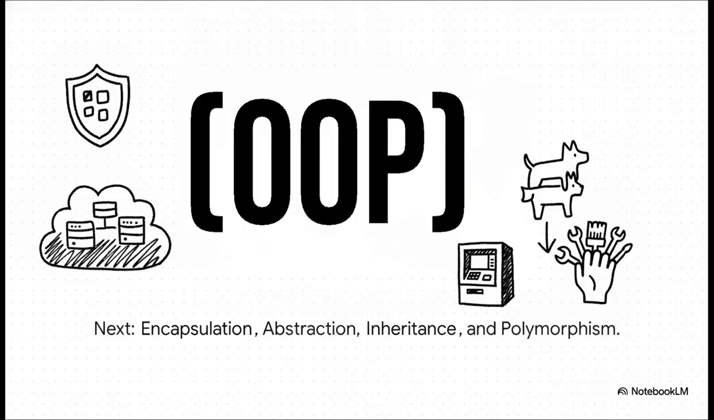works. There's inheritance, which allows new classes to adopt the traits of existing ones, kind of like a dog class inheriting from a broader animal class. And finally, polymorphism, which lets single methods take on many forms depending entirely on the context.